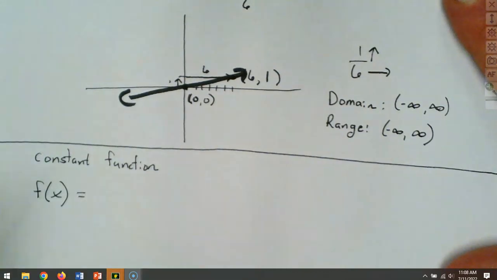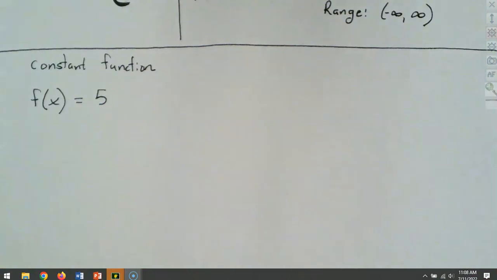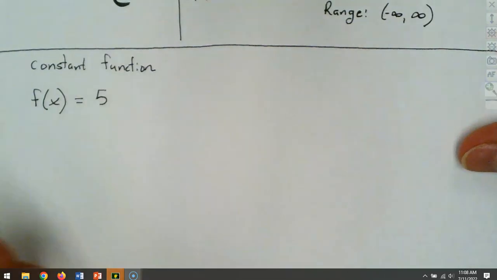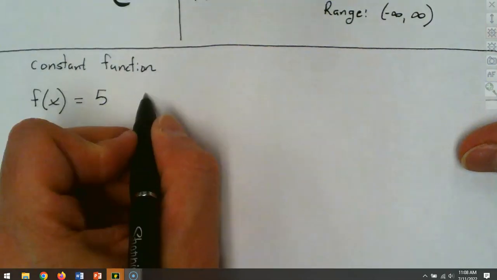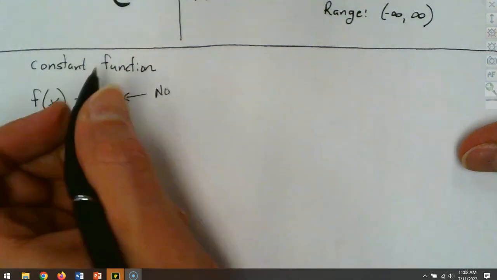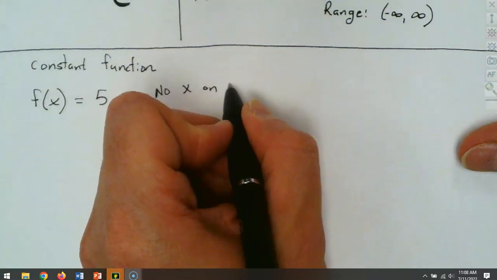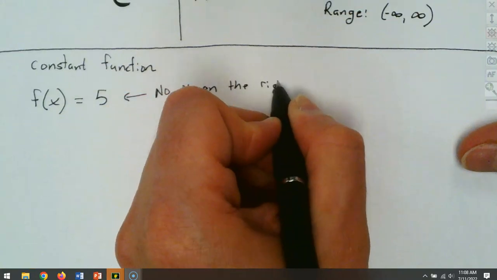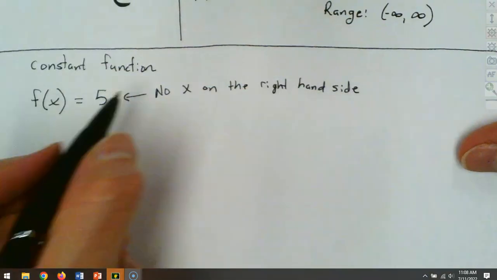F of x equals 5. This is a constant function because there's no x on here. It's just 5. So this is called a constant because of the 5, because there's no x on it. If it was 5x, we would graph it and would have a slope. This one is constant because that's just a 5. No x on that 5. So no x on the right-hand side. So that makes it a constant function.